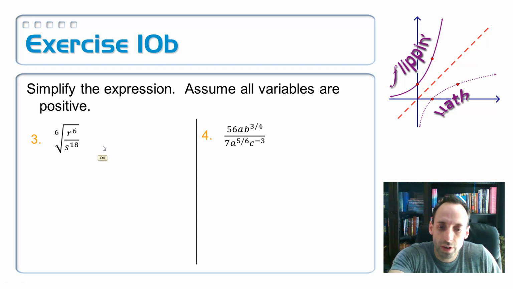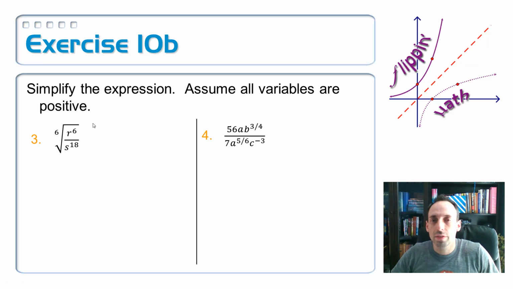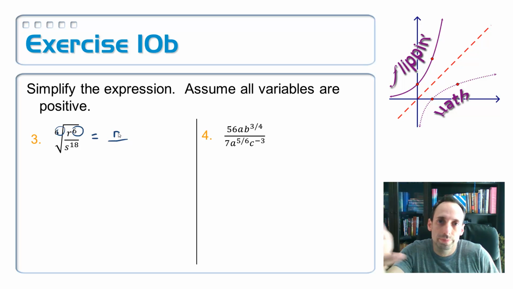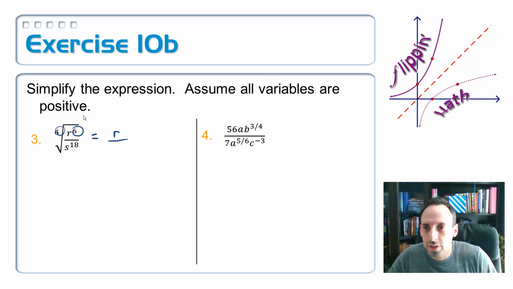So without even having to break this up or think of it as a rational exponent or anything, I would just take this 6 divided by this 6 and it goes in there one time, so that's just r. Those are inverses of each other, and since it's positive I don't have to put absolute value around it. Okay, and then 18 divided by 6 gives me s to the third power, and then that one's done.